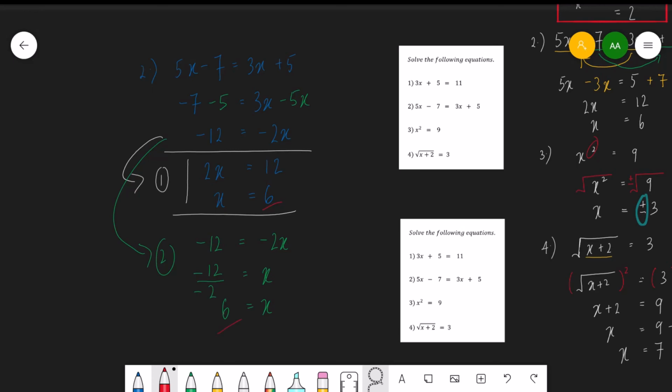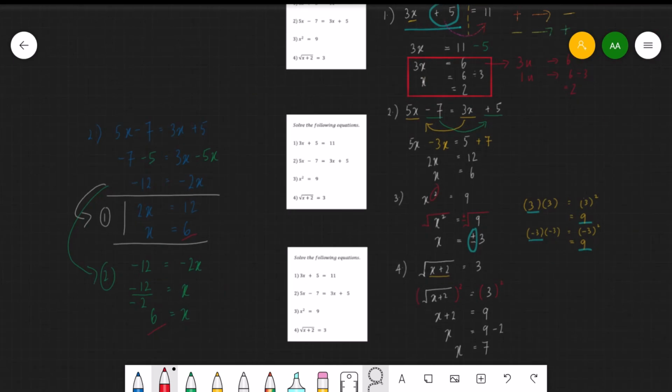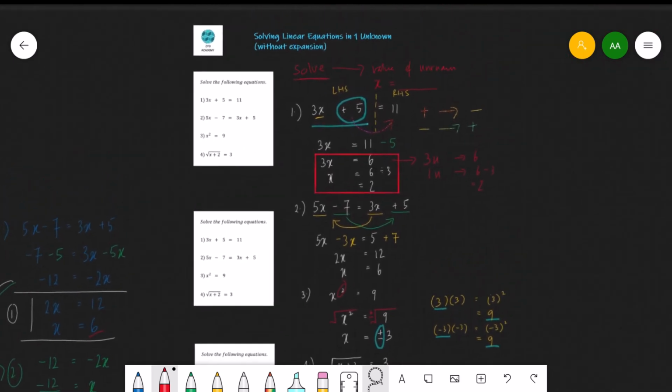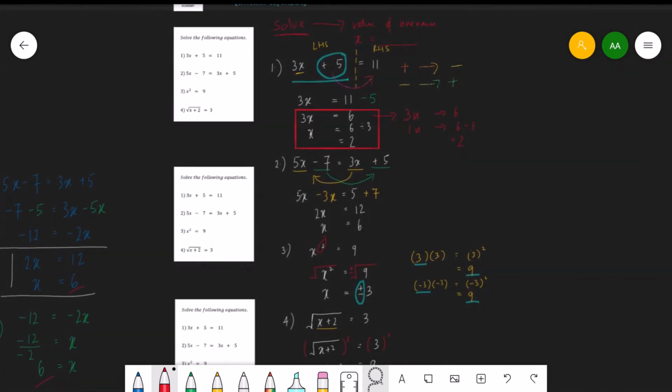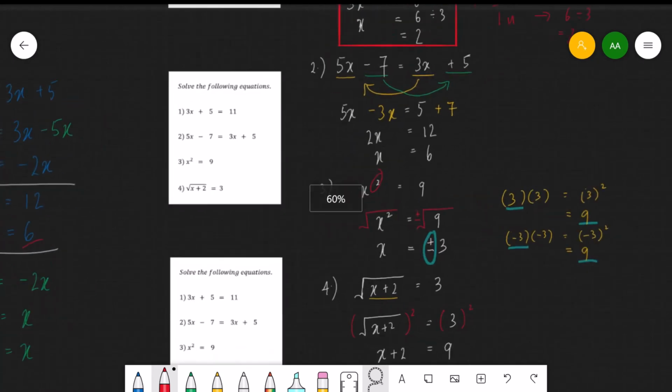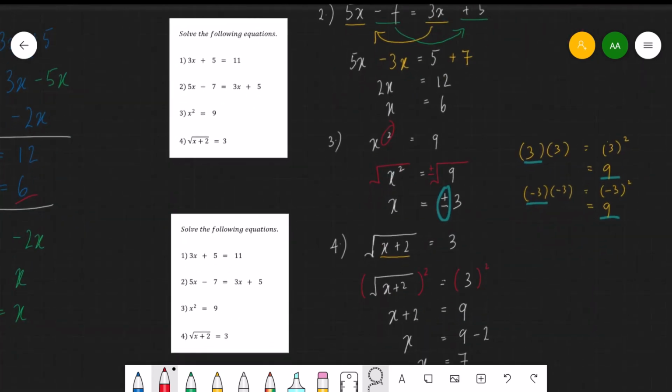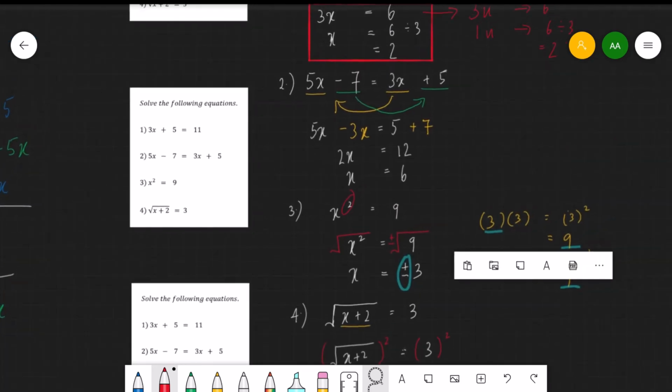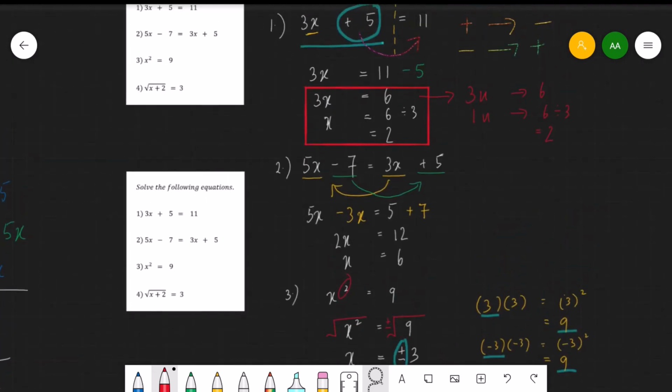This is quite a long tutorial. Go over these examples again, especially number 3 and number 4, on how to remove squares and how to remove square roots. I think that's it. Let's move on to our worksheets and let's start them.